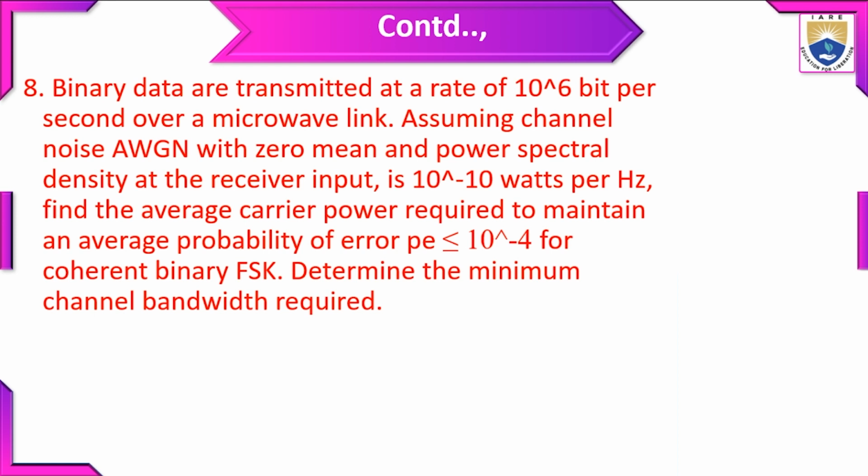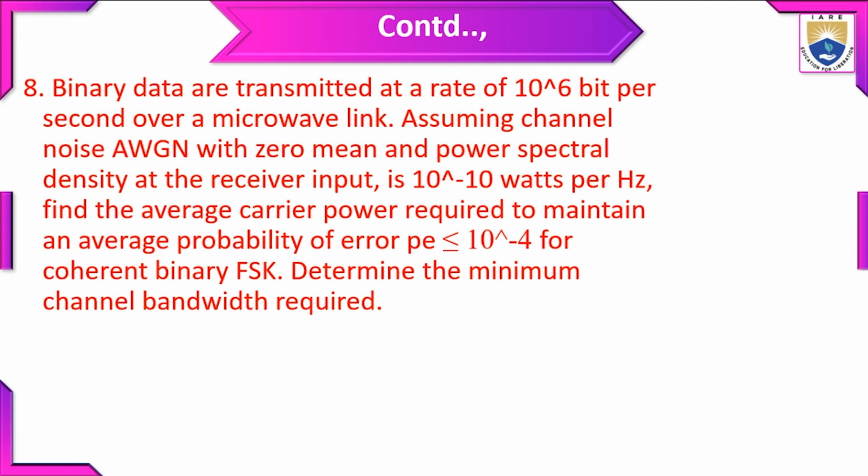So the 8th one: binary data are transmitted at a rate of 10 to the power of 6 bits per second over a microwave link, assuming channel noise is AWGN. AWGN means additive white Gaussian noise with zero mean, and the power spectral density at the receiver input is 10 power minus 1 per hertz. Find the average carrier power required to maintain an average probability of error Pe less than or equal to 10 to the power of minus 4 for coherent binary FSK. Determine the minimum channel bandwidth required.